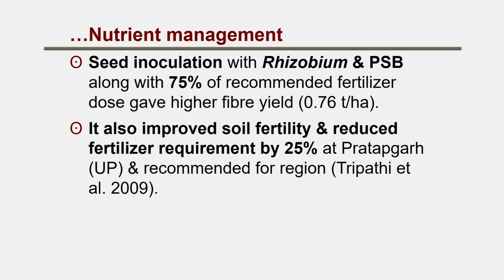Seed inoculation with rhizobium and PSB. PSB is phosphate solubilizing bacteria. So these bacteria solubilize the unavailable phosphorus into available phosphorus. Seed treatment with rhizobium and PSB along with 75% recommended fertilizer dose gave higher fiber yield. Means if you use these rhizobium and PSB, then you can save about 25% nutrients and you will get good fiber yield, maybe 0.76 tons per hectare. It also improved soil fertility and reduced fertilizer requirement by 25% at Pratapgarh, and hence it is recommended for this region.